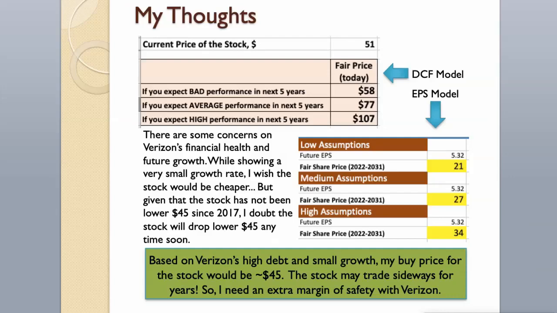Keep in mind that the stock may trade sideways for years. So, I need an extra margin of safety with Verizon. However, if you are close to retirement, you may like the stock at these levels. With a yearly dividend yield of 5%, Verizon is a good candidate for dividend investing even at $50.